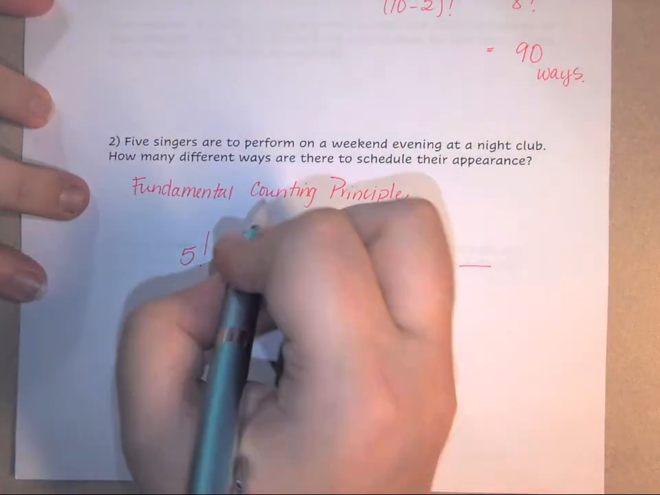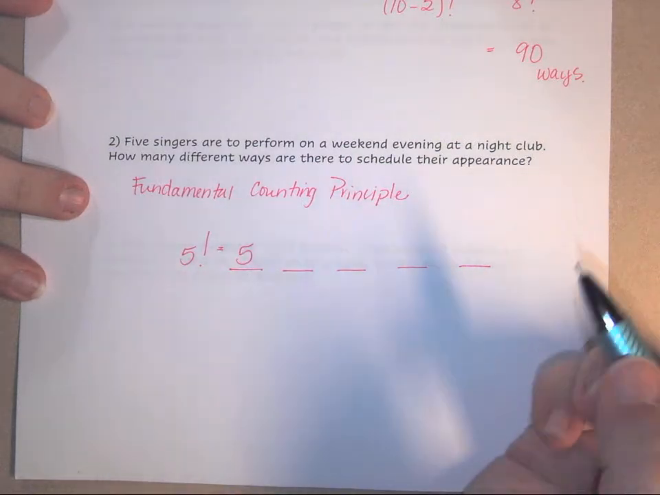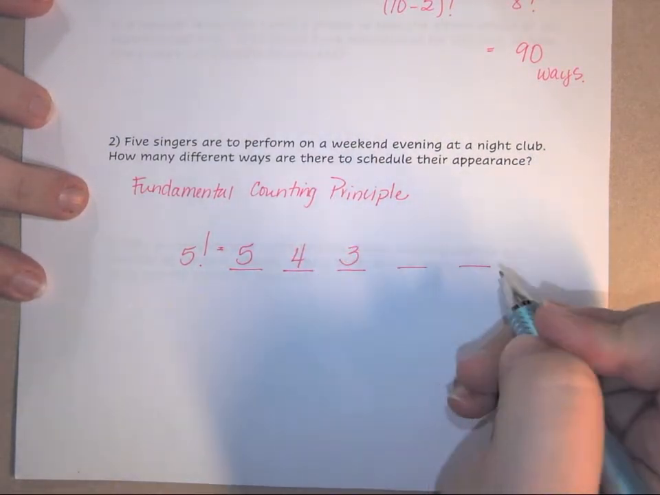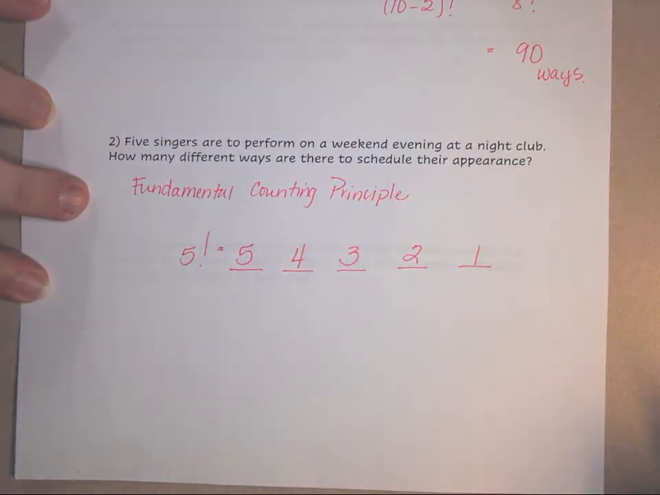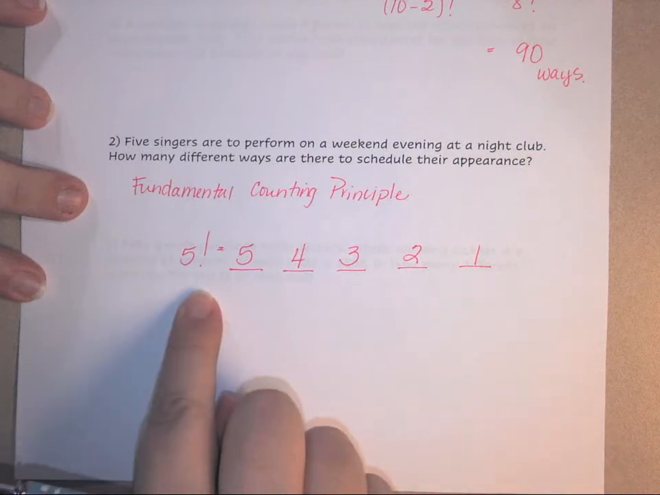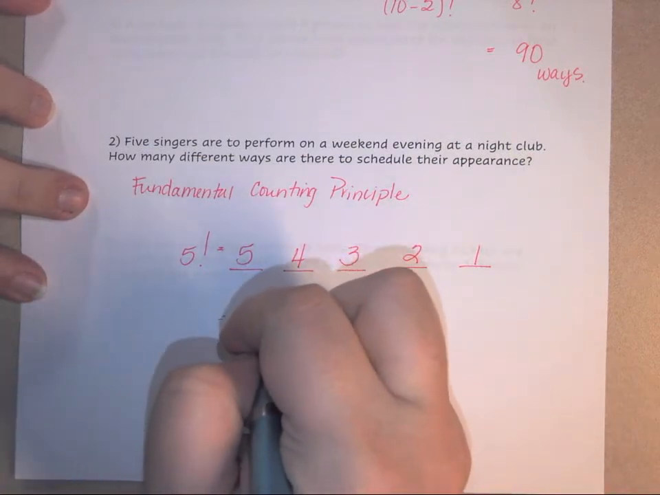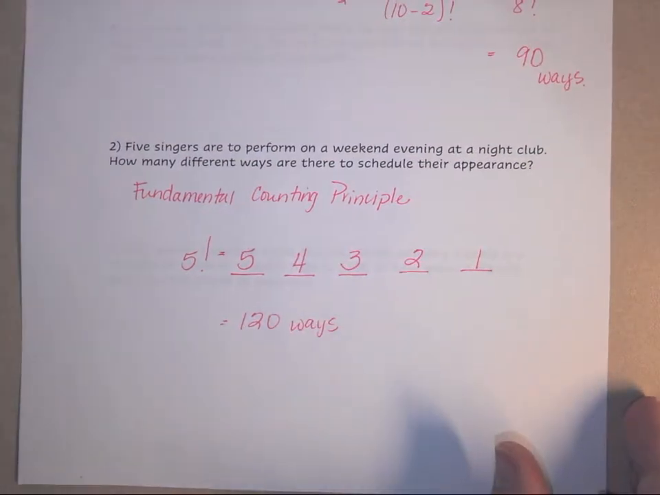For my first slot, we would have 5 performers to choose from. Once you pick the first slot, my second slot only has 4. My third slot has 3, my fourth slot has 2, and then obviously the one left over. If you look very closely, this idea is that fundamental counting principle. So here we would have that there were 120 ways in which you could order your singers.